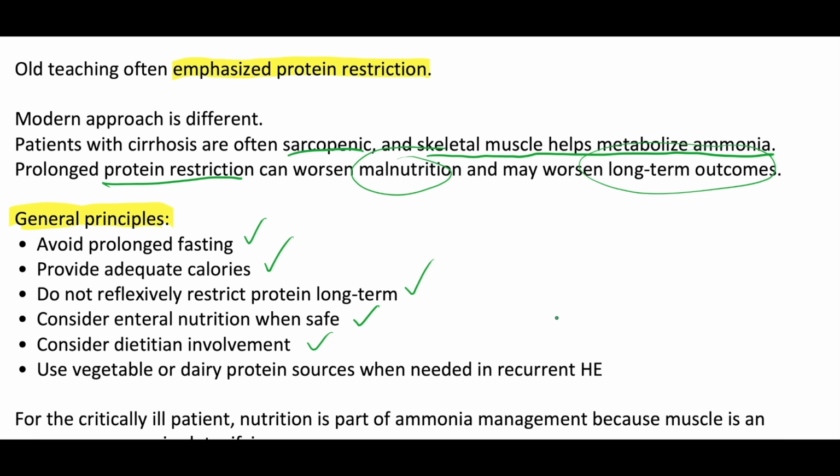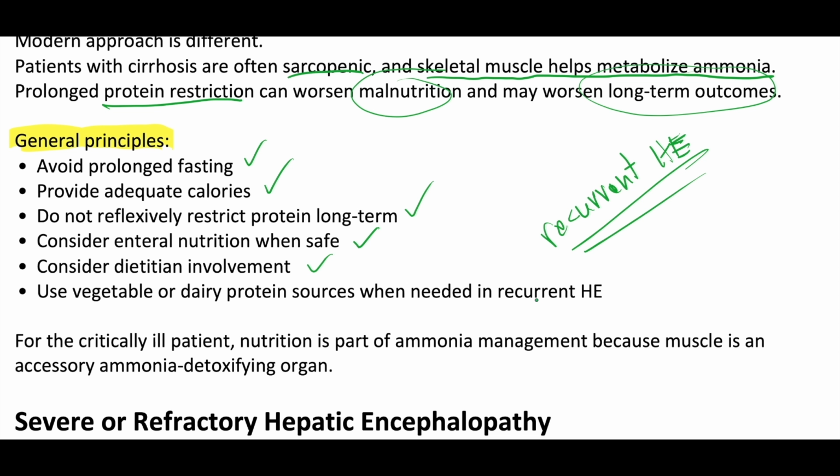And if you have a patient, and this is not in our purview, this would be more outpatient or inpatient non-ICU management, but recurrent hepatic encephalopathy, you've done everything you can for that patient. There's still some times where folks will consider different protein sources, vegetable or dairy, as a way to try to decrease the recurrence of hepatic encephalopathy. That is kind of beyond our level of understanding, so we will defer to the folks who do that to explain it more. But in general, protein restriction is no longer emphasized in the management of these patients.